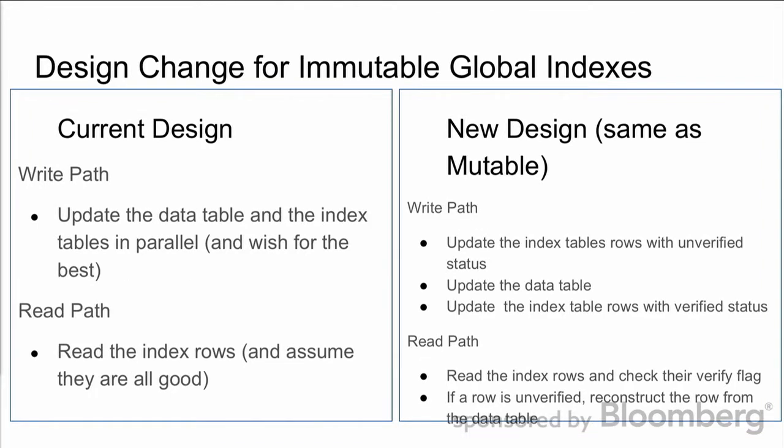For immutable global indexes, the new design basically stays the same. There is a new ordering rather than writes going in parallel. The same ordering applies: index table, data table, index table. And in the read path, it is the same again.